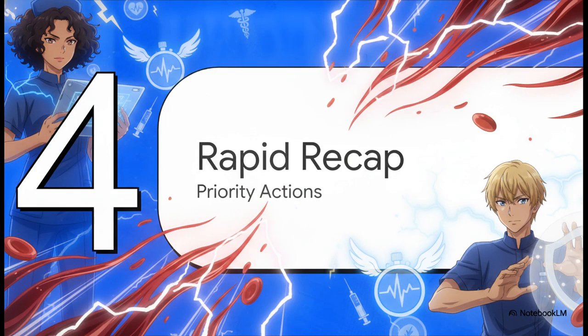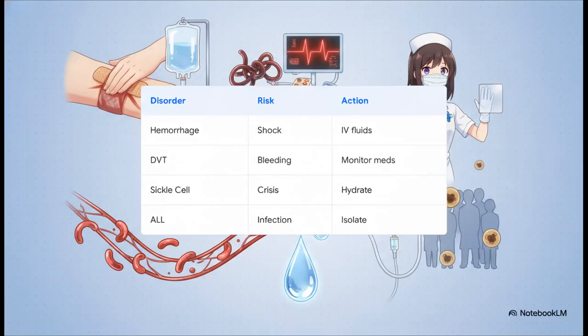Section 4. Rapid recap and review. Okay, we have covered a ton of ground today. Let's ramp up the energy and do a rapid-fire recap of the absolute deadliest complications and your priority nursing actions. This is the stuff that literally saves lives on the floor and gets you those passing points on the exam. Here is your cheat sheet. Lock this table into your brain.